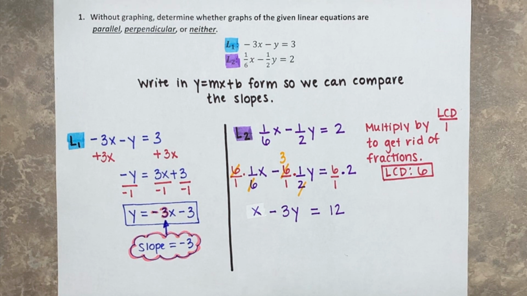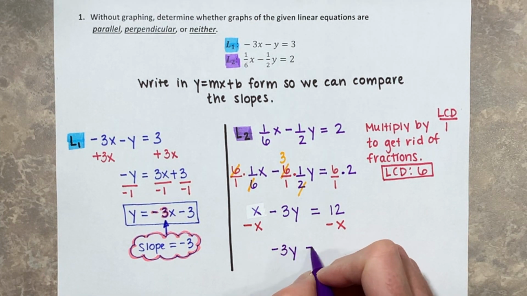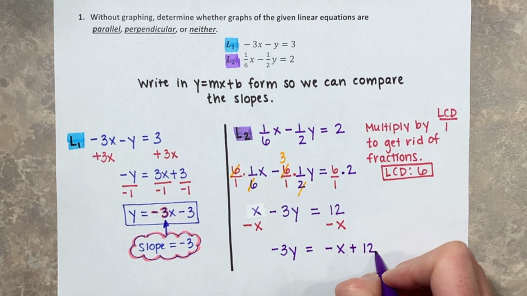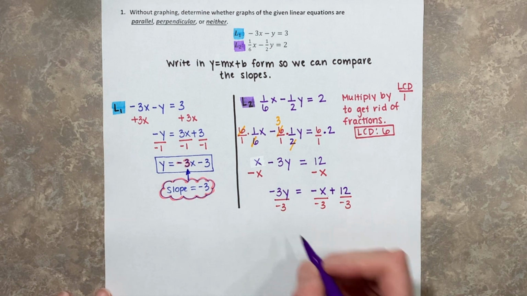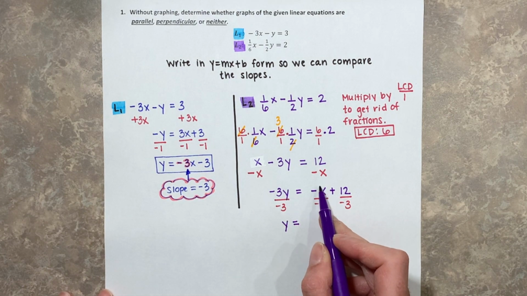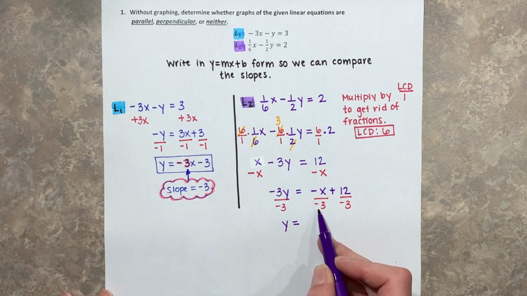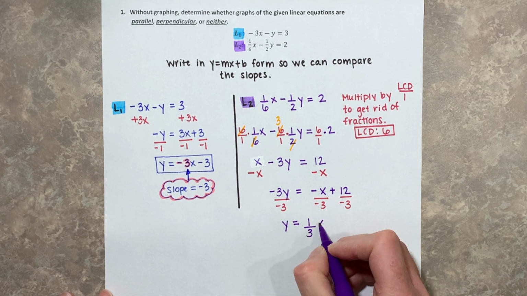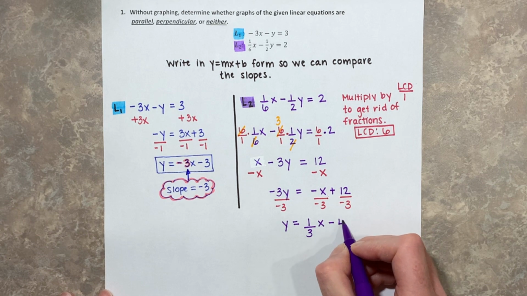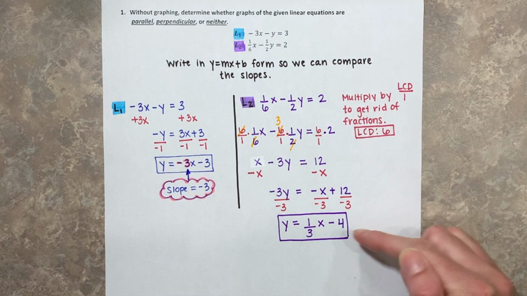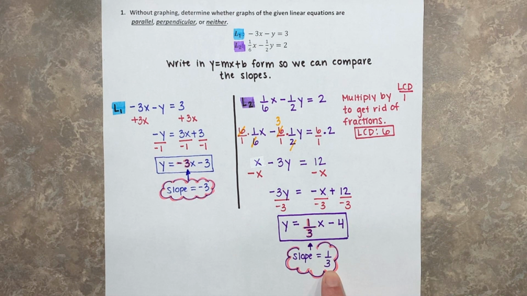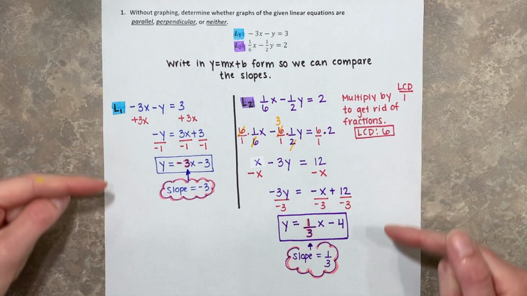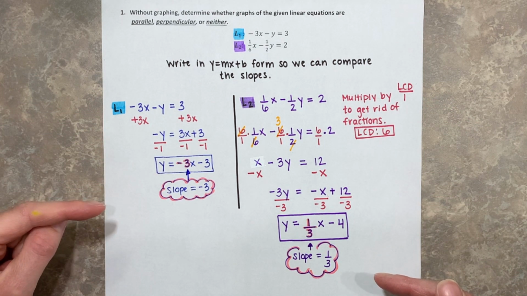So to isolate y, let's subtract x. That will leave us with negative 3y is equal to negative x plus 12. And then let's divide by negative 3. And that will leave us with y is equal to, we can picture this as a negative 1. So negative 1 divided by negative 3 will give us a positive 1/3 x. And 12 divided by negative 3 will give us a negative 4. So now that we've written line 2 in y equals mx plus b form, we can quickly identify the slope, which is 1/3.